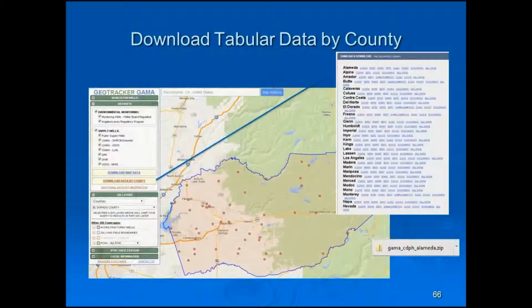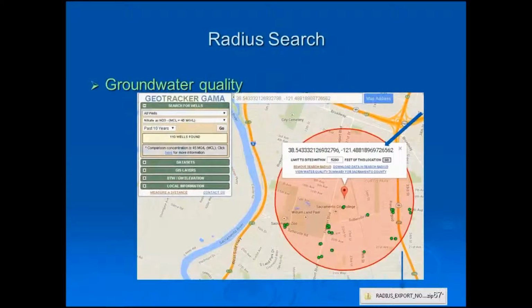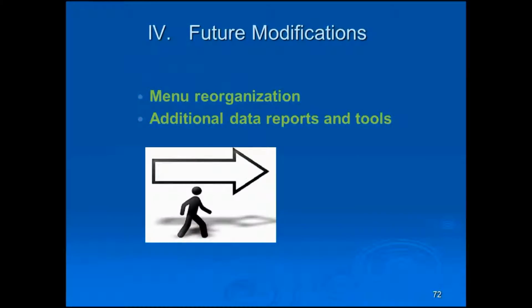The same thing, continuing on, filtering by county. We can do radius searches based on what's within a radius. We can adjust that radius. More on radius search. Yeah, basically the essence of these two pictures is that you can switch back and forth. If you want quality information, if you want depth to water information, if you just want to look at your location information, you can go back and forth between the two.